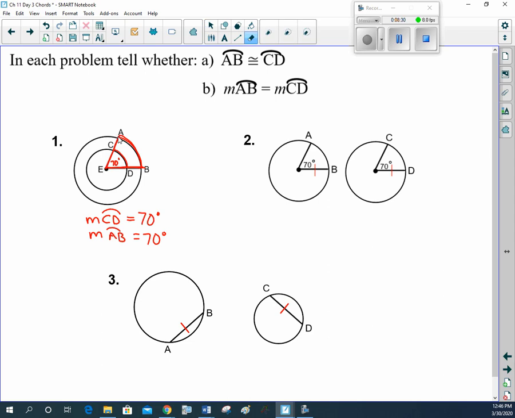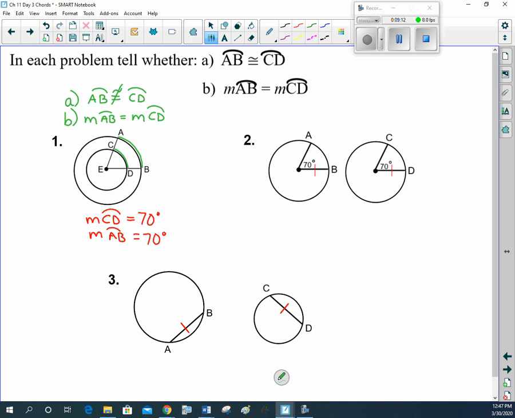But are the arcs congruent? No, they're not. You can tell that arc CD, if I were to get out some kind of measuring tool, is definitely shorter than arc AB. So to answer our question for part A, is arc AB congruent to arc CD? That's going to be a no. They're not congruent. Part B, yes, the measure of arc AB does equal the measure of arc CD. They have the same central angle measure. I gave it 70 degrees, but you could have picked any number. So yeah, they're the same.